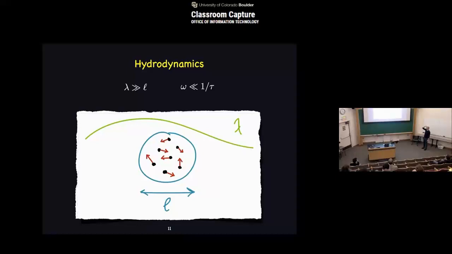Hydrodynamics is the effective theory of perturbations of a thermal system that have wavelengths much longer than the mean free path and frequencies much smaller than the inverse mean free time. Okay? And we know from experience with hydrodynamics that at those very long wavelengths, it's pretty useless to think about the microscopic details of what the gas is made up of. It's much more useful to think in terms of collective degrees of freedom, like sound waves and vortices. Those are the degrees of freedom of hydrodynamics.